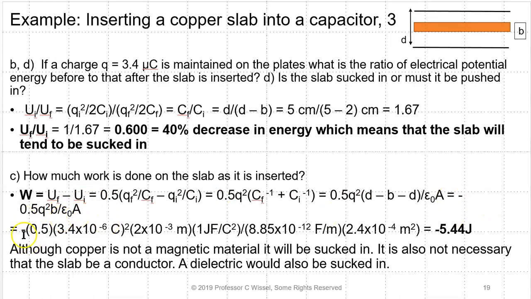And it equals minus 0.5 times Q squared, that's 3.4 times 10 to the minus 6 coulombs squared, times B, which is the plate separation, 2 times 10 to the minus 3 meters, units conversion, divided by epsilon naught times the area, which is 2.4 times 10 to the minus 4 square meters. It ends up being negative 5.44 joules. Although copper is not a magnetic material, it will be sucked in. It is also not necessary that the slab be a conductor. A dielectric would also be sucked in.